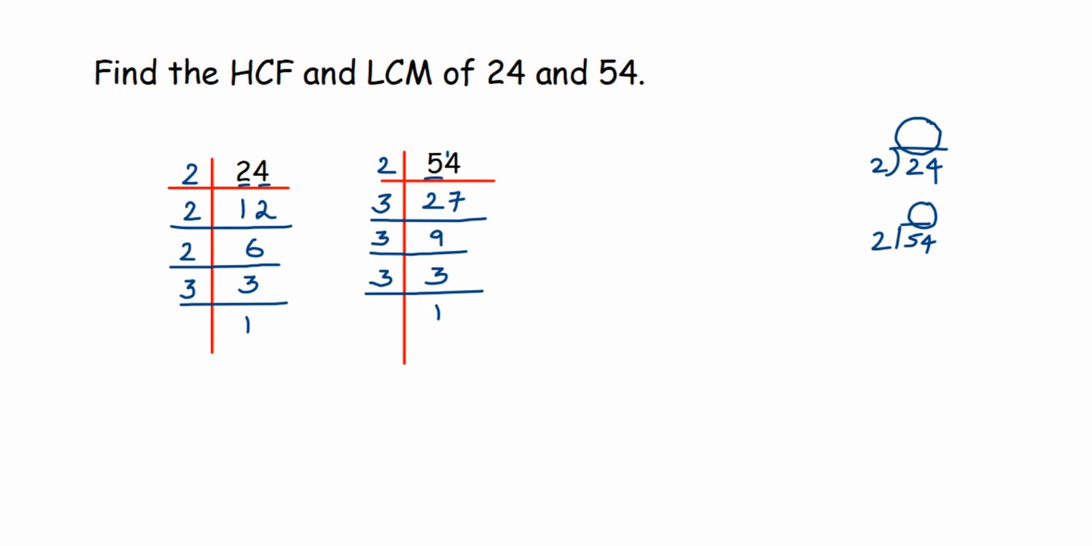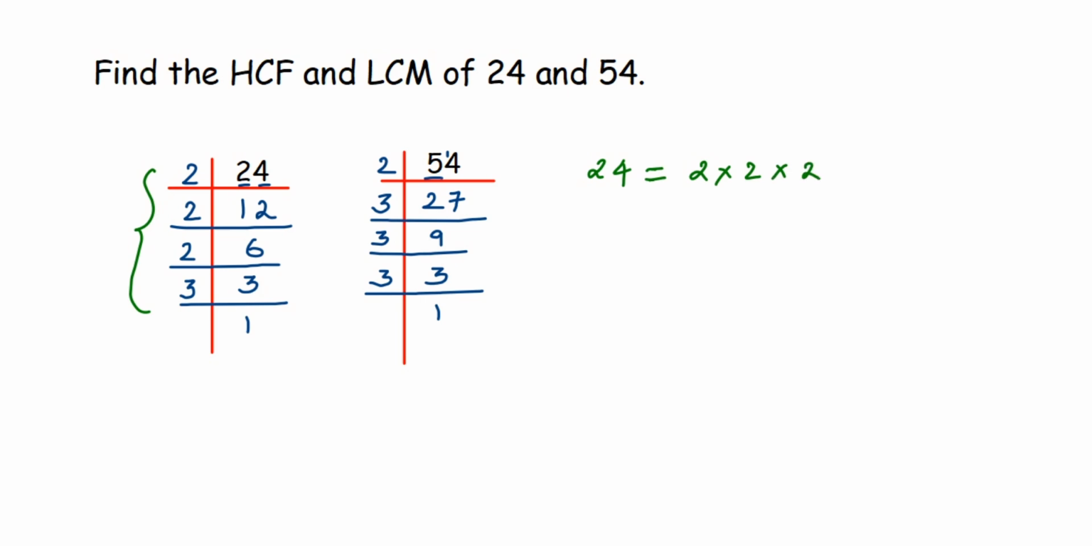Now let's rewrite them. How can we write 24 and 54? We have to write all these prime factors we got. So 24 is equal to 2 times 2 times 2 times 3. Similarly, 54 is equal to 2 times 3 times 3 times 3, expressed in terms of the prime factors we obtained. Now using this, we have to find the HCF and LCM.